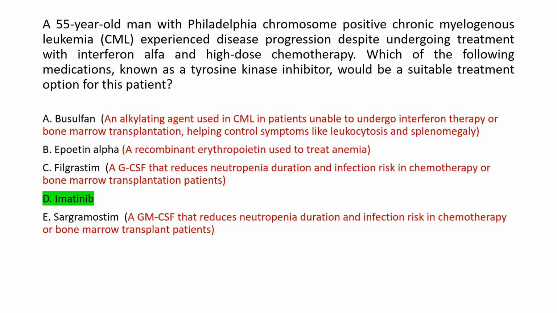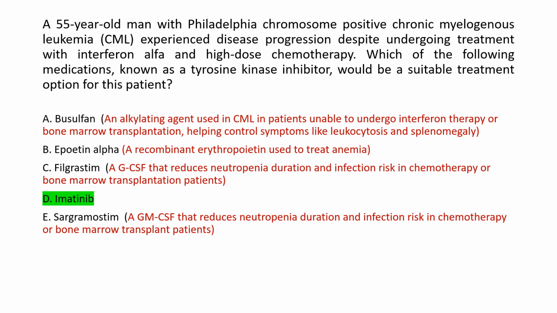Option B is incorrect because epoetin alpha is a recombinant form of erythropoietin and is used to treat anemia in conditions like chronic kidney disease or chemotherapy-induced anemia, and it has no role in targeting leukemia itself. Option C is incorrect because filgrastim is a granulocyte colony stimulating factor which reduces neutropenia and infection risk during chemotherapy, but it doesn't address the BCR-ABL fusion protein, which is central to CML.